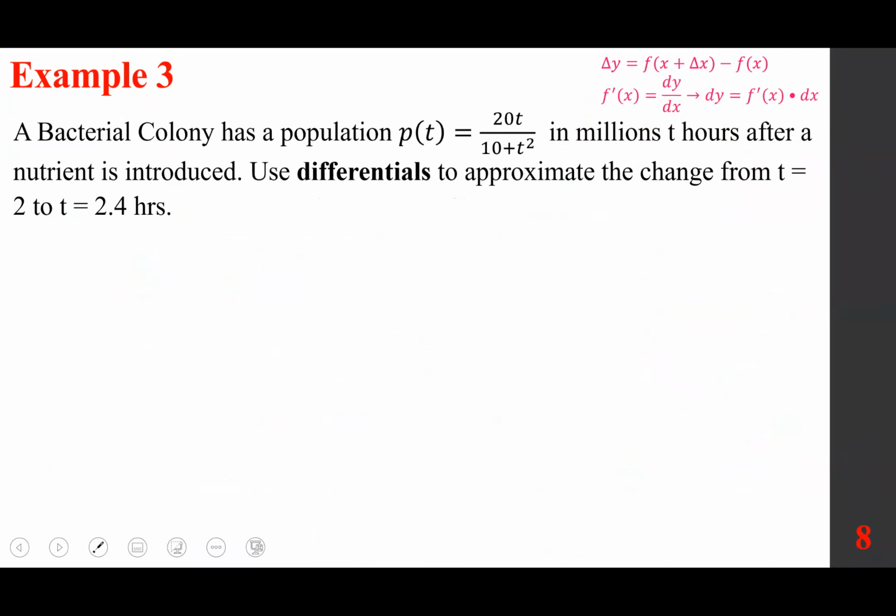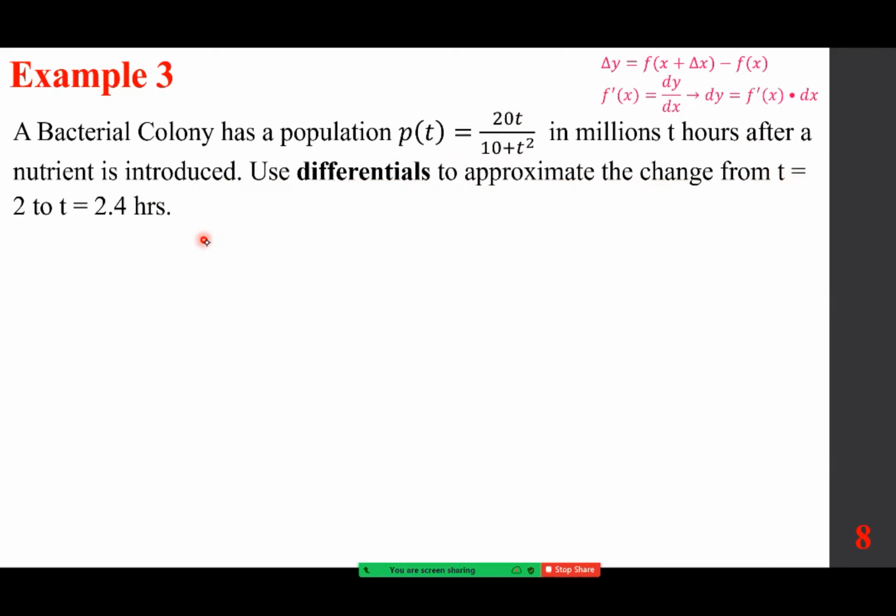Anybody want to read this question for us? All right. A bacterial colony has a population of P of t equals 20t over 10 plus t squared in millions, t hours after a nutrient is introduced. Use differentials to approximate the change from t equals 2 to 2.4 hours.